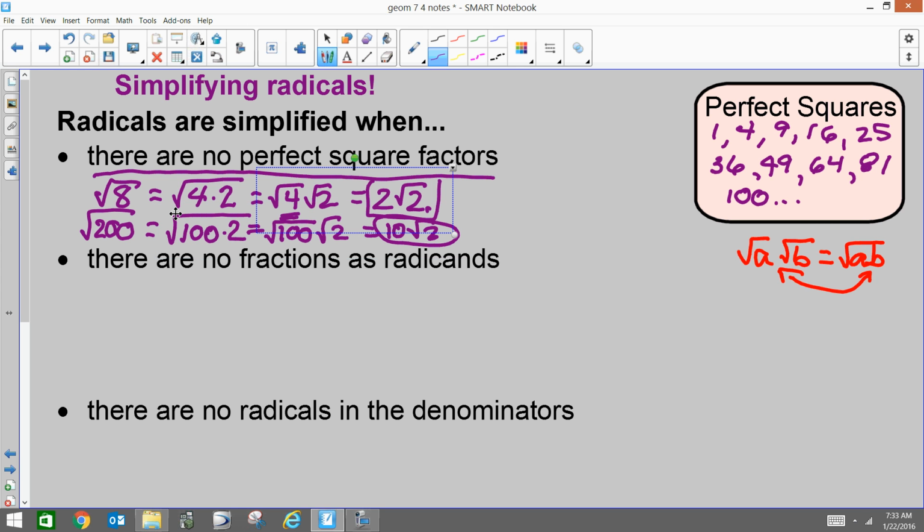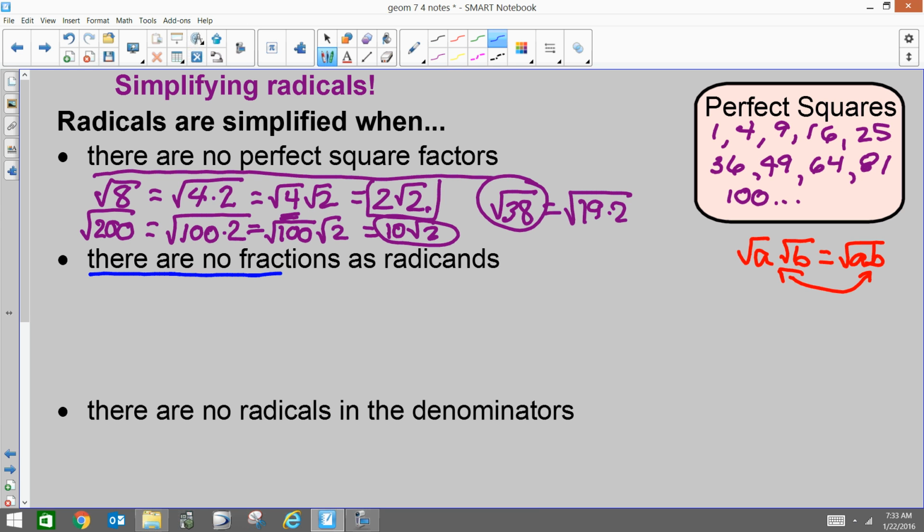And just because it's big doesn't mean it's always going to simplify. For example, let's look at 38. Radical 38 is 19 times 2. Neither of which are perfect squares, but they're both prime. So radical 38, we leave it like that.